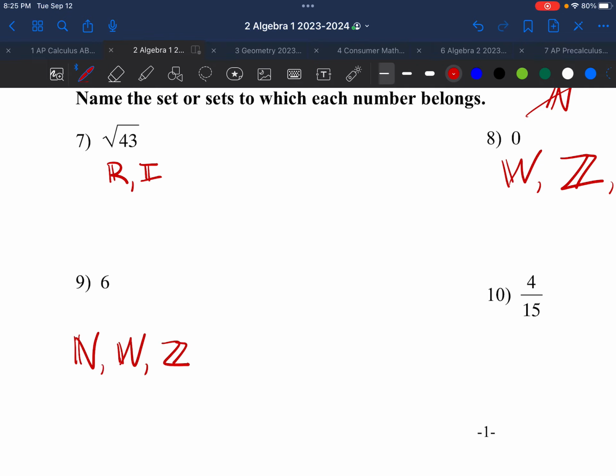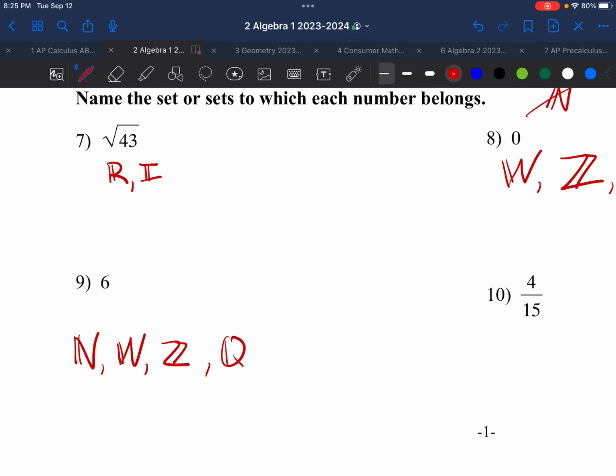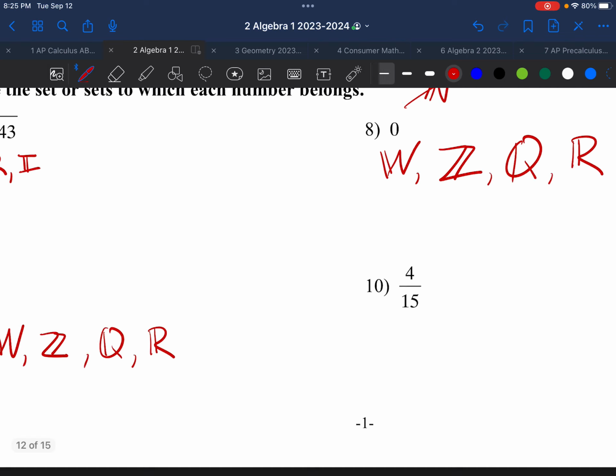It is an integer. What's the next one? Q for quotient, but it is a rational number. And finally, everything has to be a real number. If you forgot your R, you're doing something wrong.